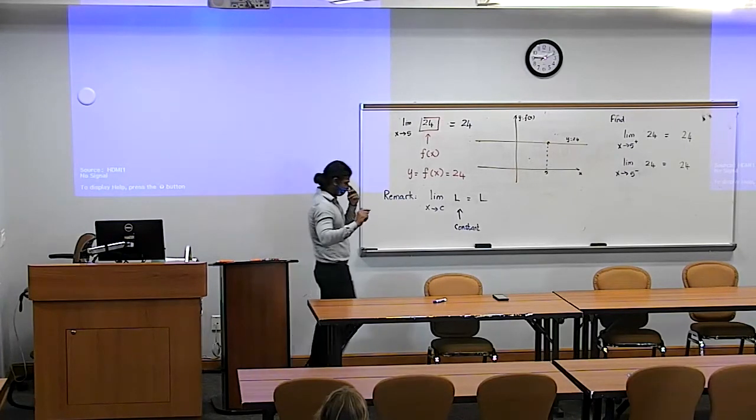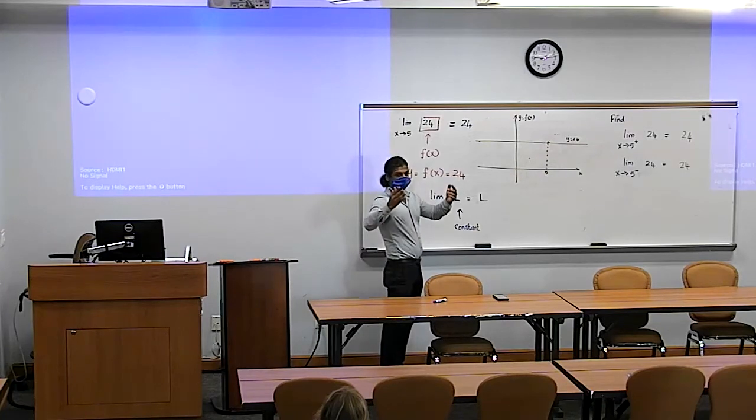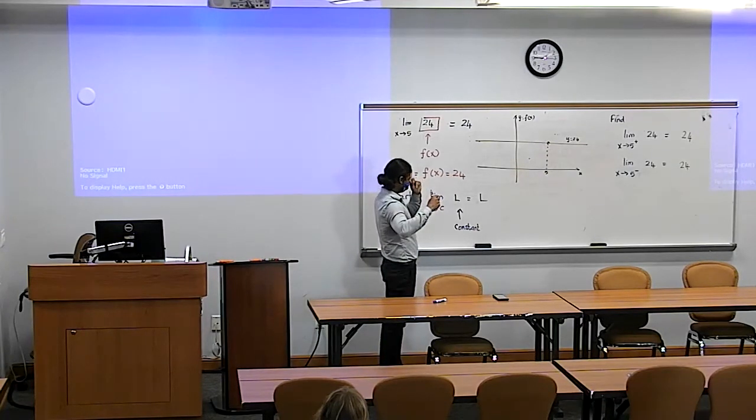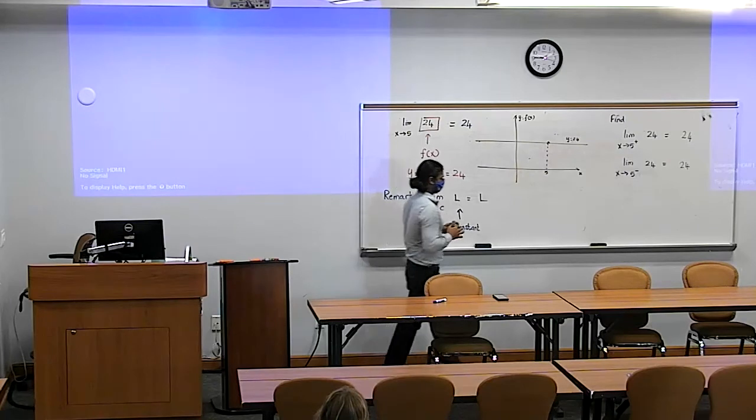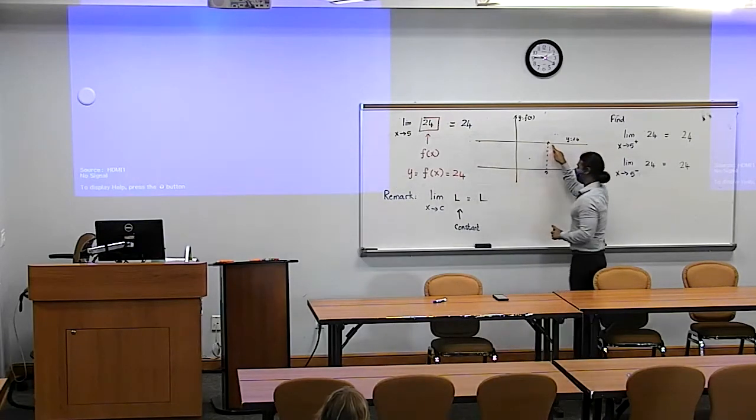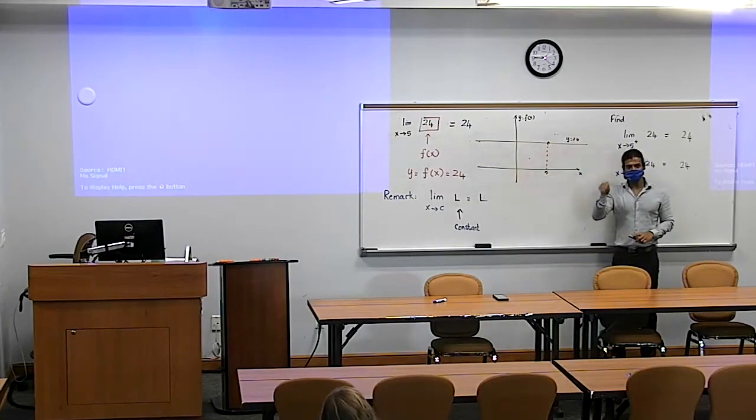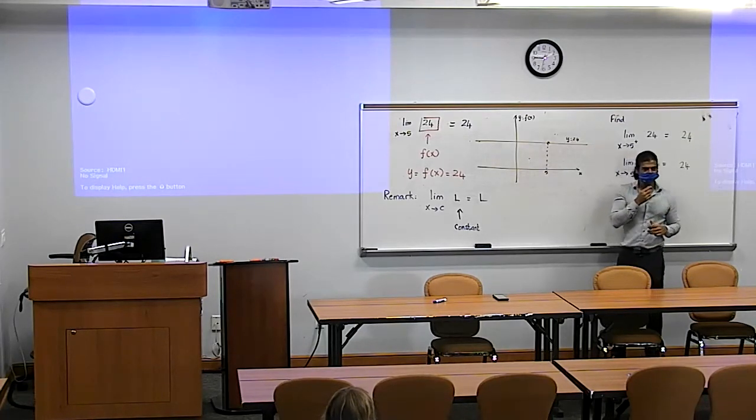So, okay, what's your name? I really forgot. Logan. I didn't ask. So Logan said this is an open circle, so it can't be 24. So can someone correct Logan or give an explanation? Moses, you've got to be louder because you've got this fancy mask.